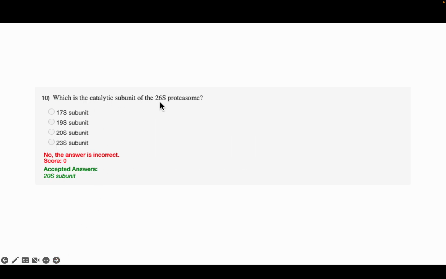Which is the catalytic subunit of 26S proteasome? You have to know that the catalytic subunit of the 26S proteasome is the 20S subunit.